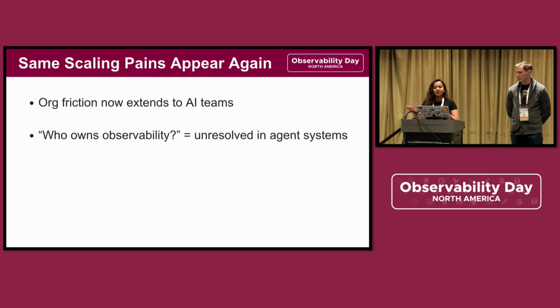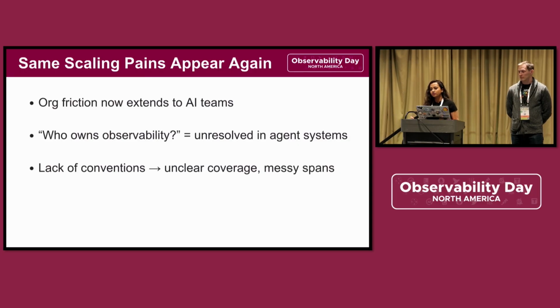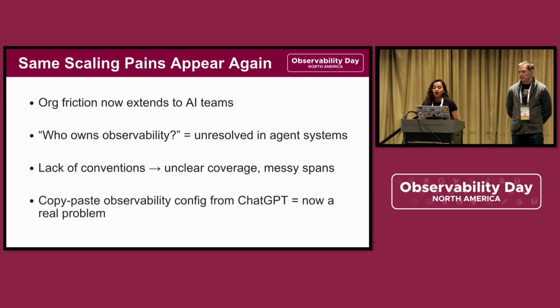And now with AI, it becomes more complex. And then lack of conventions. So unclear coverage, messy spans. And again, the same problem exists again, the copy-paste observability config from ChatGPT. That has become a real problem now.